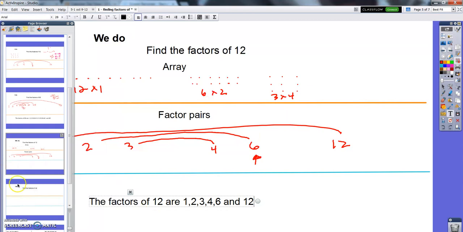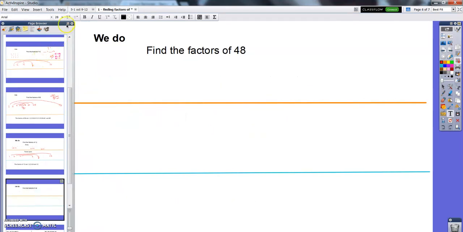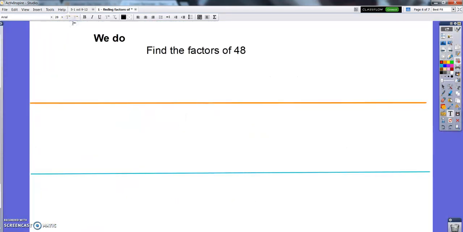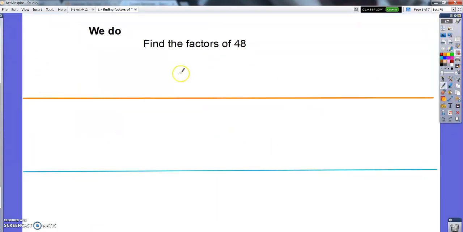Now the second one I want to do is a bigger number. So on this one, don't worry about an array. Array is going to be too hard. When the numbers get big, arrays are just not helpful. So we're going to skip array. But I do want to do it with the pairs. So again, I'm going to pause and I'm going to do it. So I want you to pause and I want you to find them. And when you unpause, you can check.